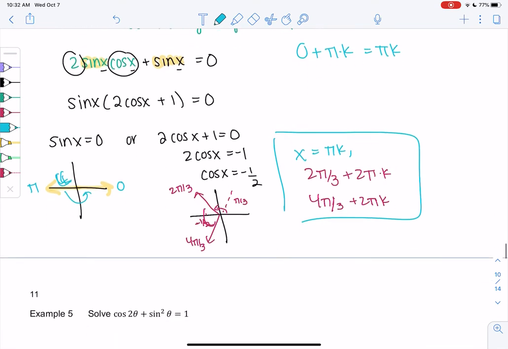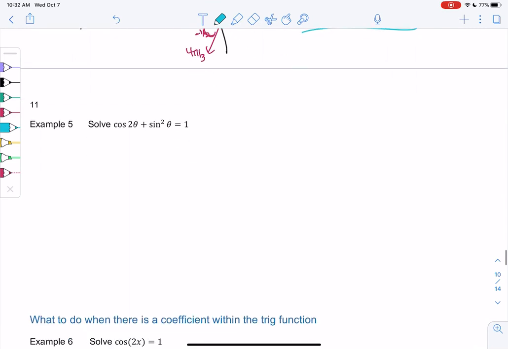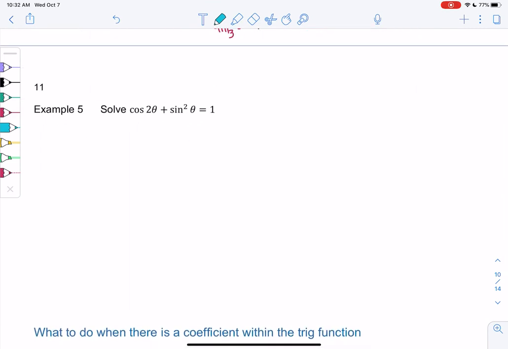So let's try another one. Another one that has the same issue, right? Cosine of 2 theta. So it's really not nice to have different angles. So we'll use an identity again. You'll notice there's more than one identity, and they all work. I'm kind of leaning towards using cosine of 2 theta equals 1 minus 2 sine squared theta.